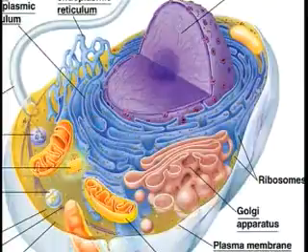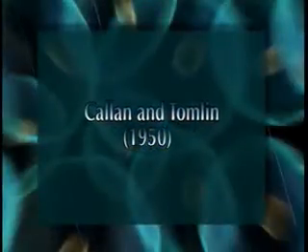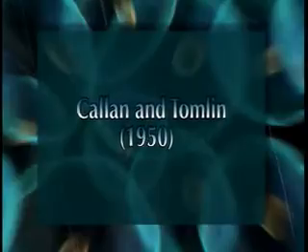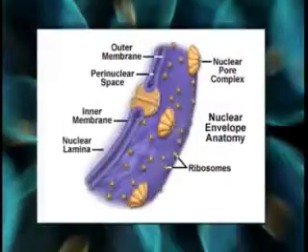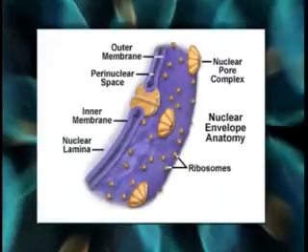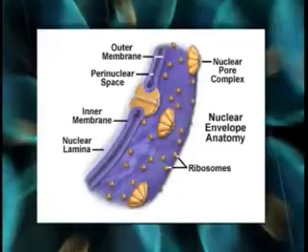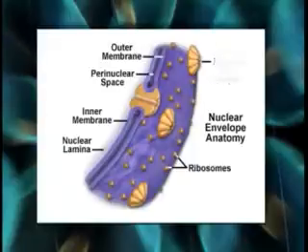The nuclear pore was first observed by Callan and Tomlin in 1950 in amphibian oocytes. It occurs in all eukaryotic cells of both plants and animals. The pore is outlined by a circular fusion of inner and outer nuclear membranes, but it exists in association with the non-membrane structures that together form the pore complex.